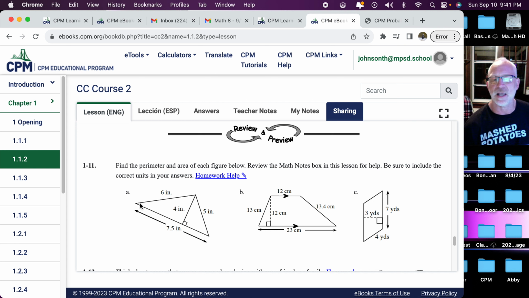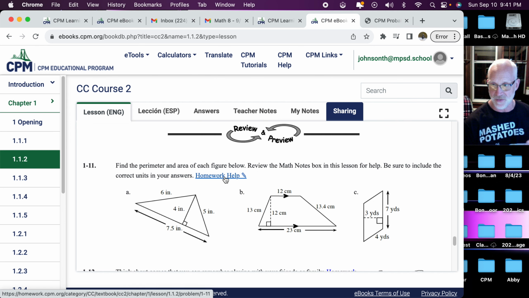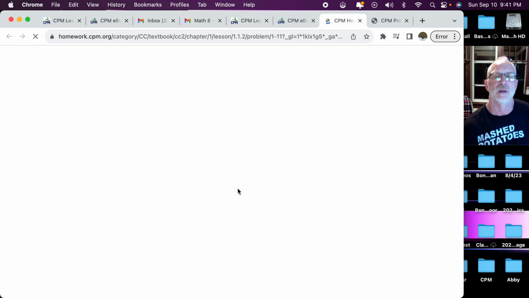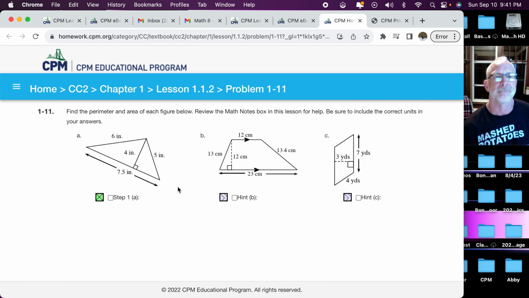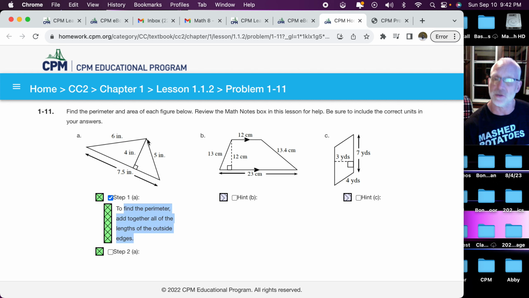Well, let's say you're looking at this one and you forgot what the perimeter is. It's fine. So then you would click on your homework help, and then you get a series of hints to help you get started. So let's look at 111. Homework help. I've got to figure out the perimeter and the area of this. Where do I start? Well, I could start here. And it says to find the perimeter, add together all of the lengths of the outside edge. I can do that. 6 plus 7.5 plus 5. That's perimeter.